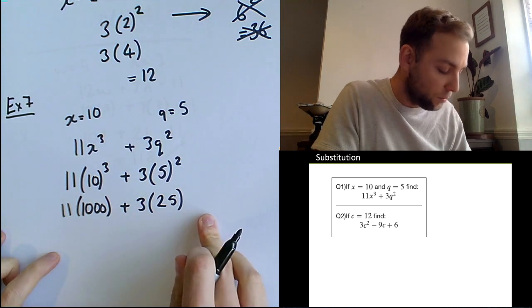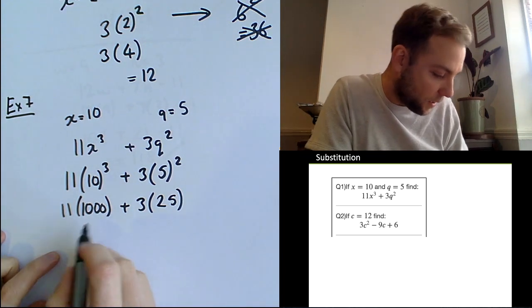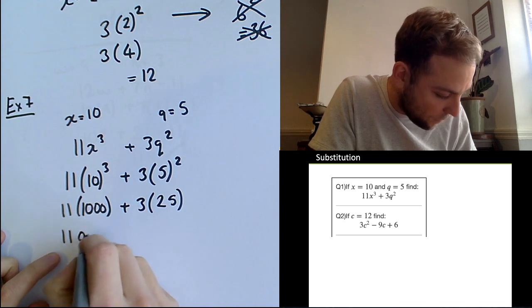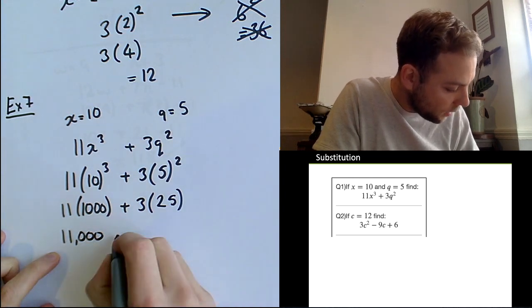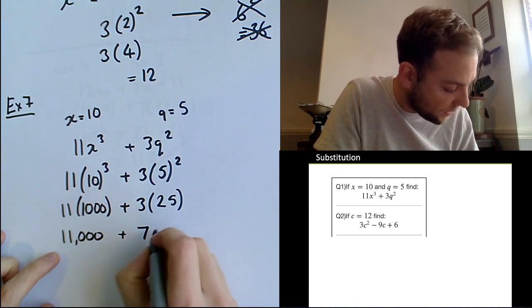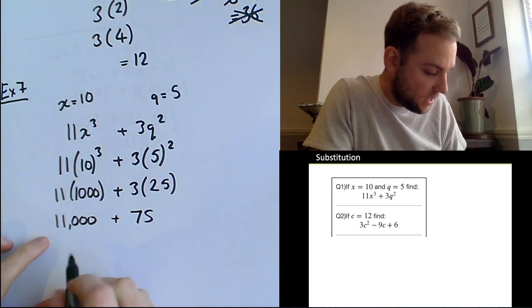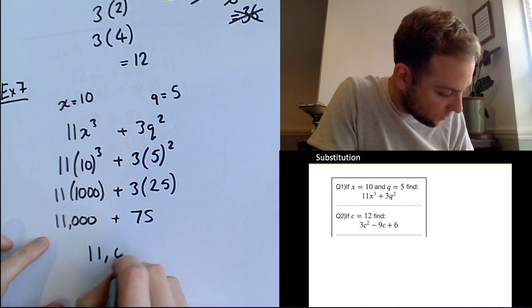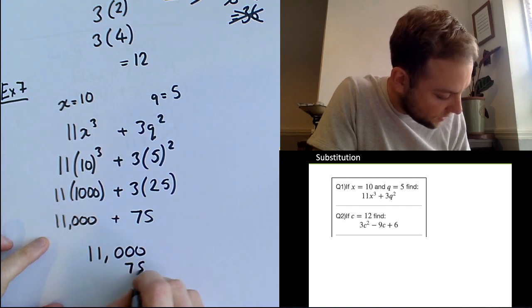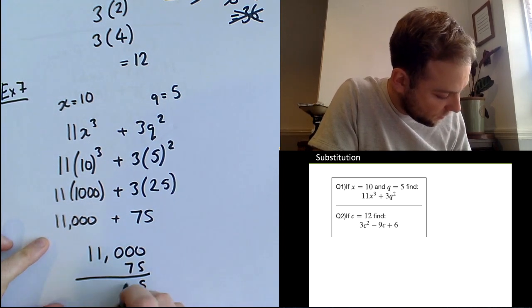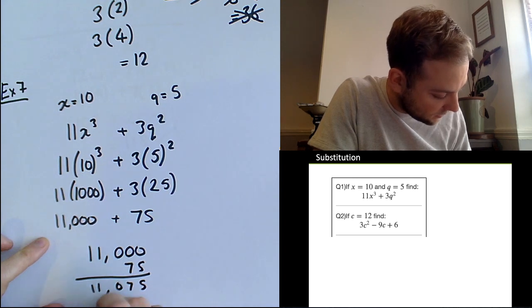So then I need to multiply this out. So 11 times by this is going to be 11,000, quite a big number. Plus 3 times by 25, which is 75. And then this one here is going to be 11,000 plus 75, which is 11,075.